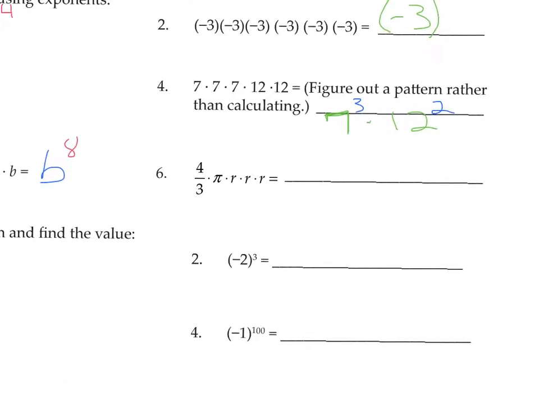On number 6, there are 3 different bases. The first one being the fraction 4/3. Since there's only one of them, the exponent is 1, but we don't write the exponent 1. When there is no exponent, it's inferred to be there's one of them. The next base is pi, and again, there's only one. The third base is r, and there are 3 r's. So this is 4/3 pi r cubed.